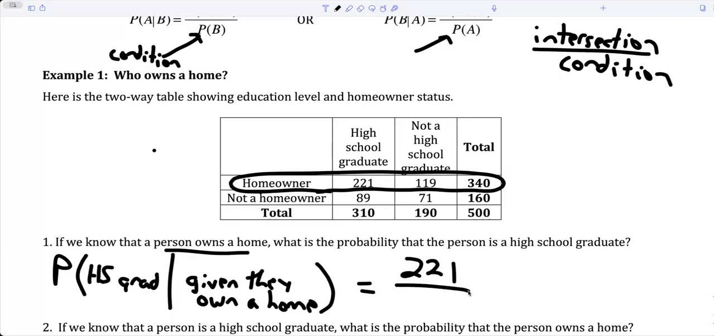Divided by the total number of homeowners, which is 340. Okay, so put that into your calculator. And you should get like 0.65.